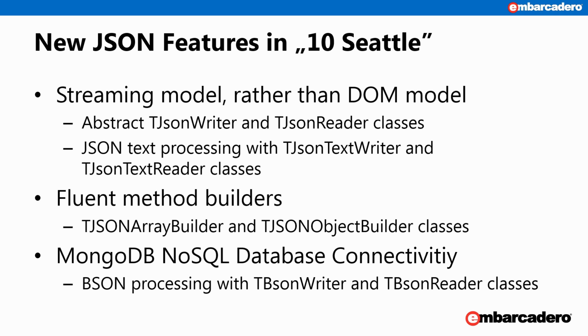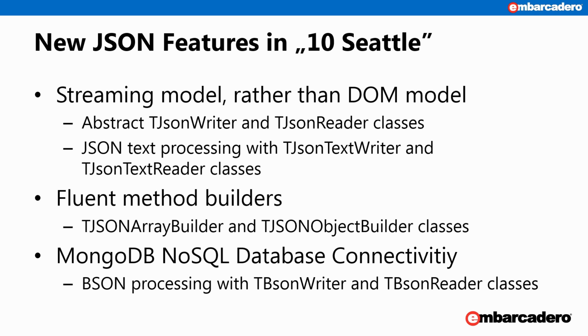So far the only model to work with JSON was through the document object model representation, where JSON was represented by a number of objects that were created within memory. Now we have much more performant ways of working with JSON through streaming. So instead of building an intermediate representation of JSON in memory, which can be memory and processor intensive, we now have abstract reader and writer classes that are then extended through a number of specialized classes, like for example a TJsonTextWriter or TJsonTextReader.